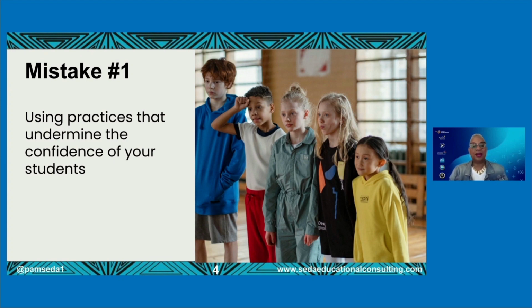All right, mistake number 1, using practices that undermine the confidence of your students. So many times in an effort to really try to make sure that our kids understand the standards and master the standards, sometimes we are so overly directive that we don't realize that we take over the learning process. And so it actually undermines our kids, their ability to think about what they can do mathematically. Sometimes it makes them feel like they cannot be confident because the teacher engages in practices that so much want them to learn, but oftentimes overtakes the learning process.